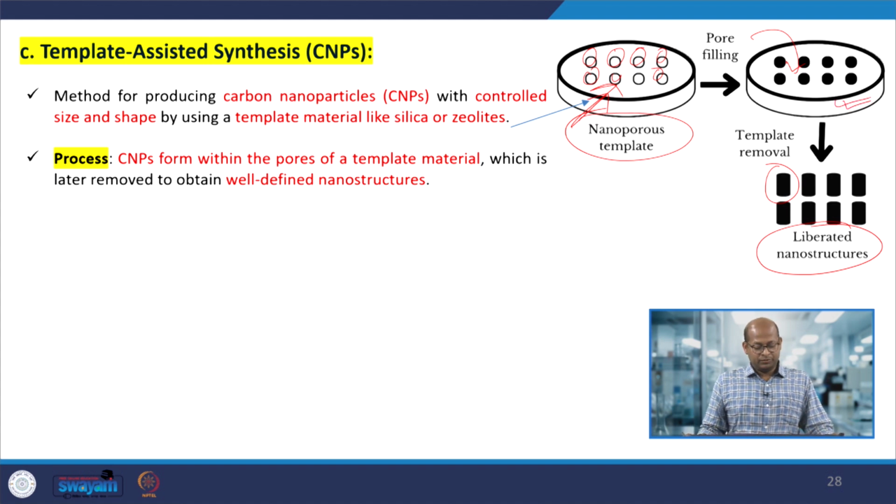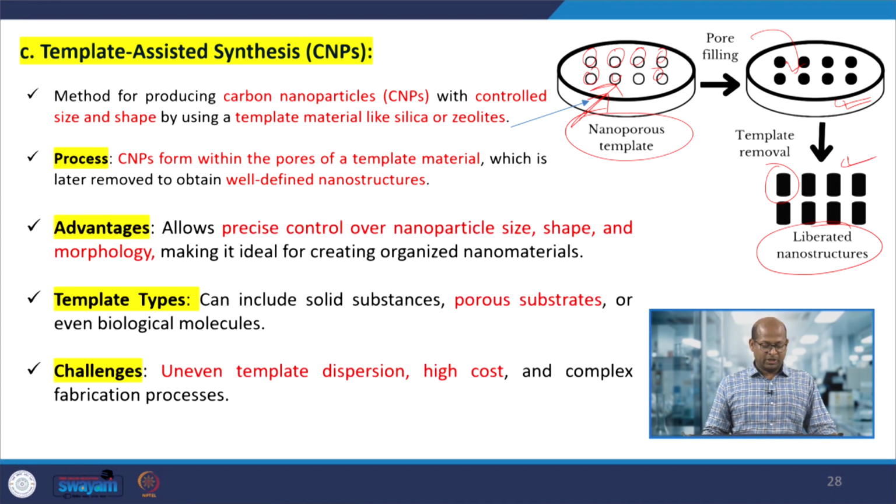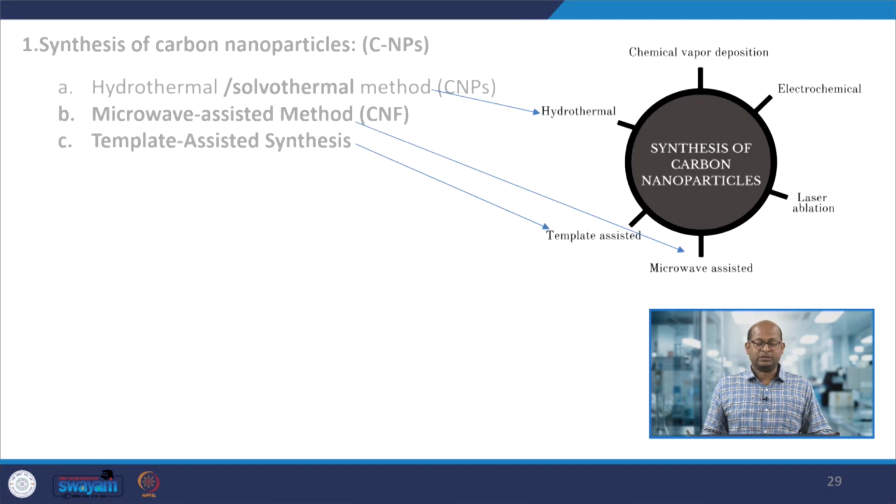Okay. So this way we can also fabricate or synthesize well-defined nanostructures by the template-assisted method. In this method there are some advantages. In this process we can control the nanoparticle size and shape depending upon the pores that are developed in that particular nanoporous template. The disadvantages or challenges are uneven template dispersion, high cost, and a complex fabrication process. That is the challenge for this template-assisted synthesis method.